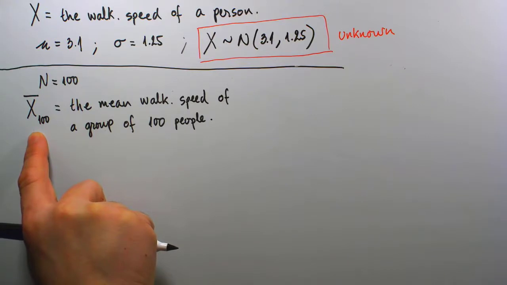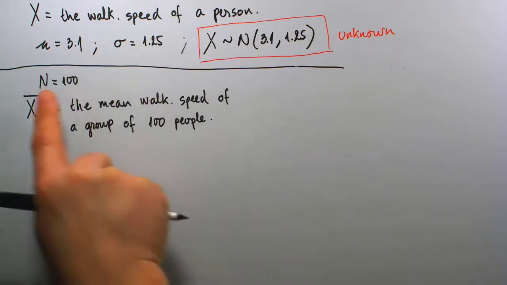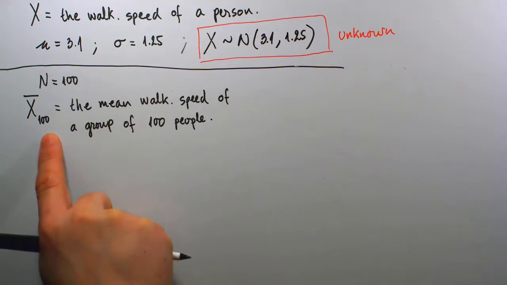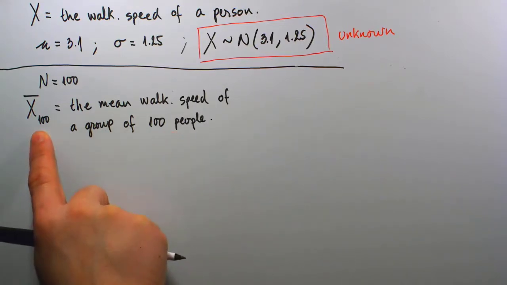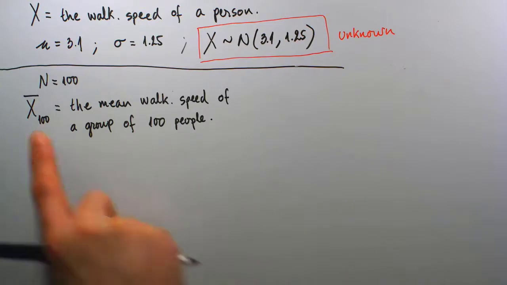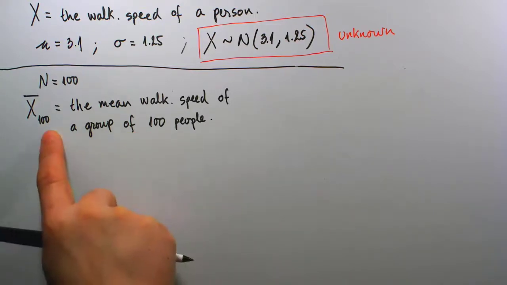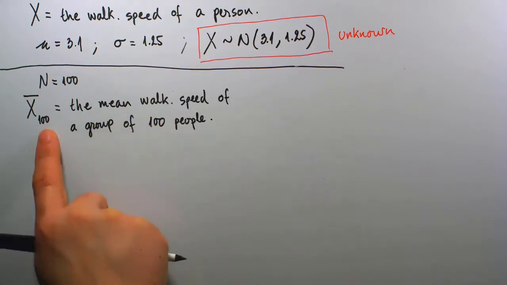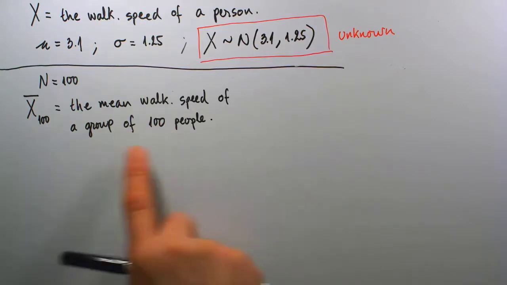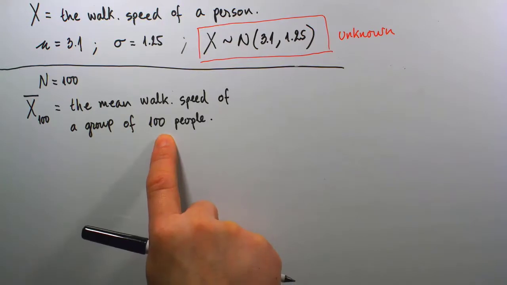And if anyone is viewing this video lesson after seeing my workout on example 2 part A, then you can see that this definition of capital X bar 100 is almost identically the same as the definition of capital X bar 50 that we did in part A. The only thing here is that this subscript 100 right here represents the sample size as being 100 people in each group.